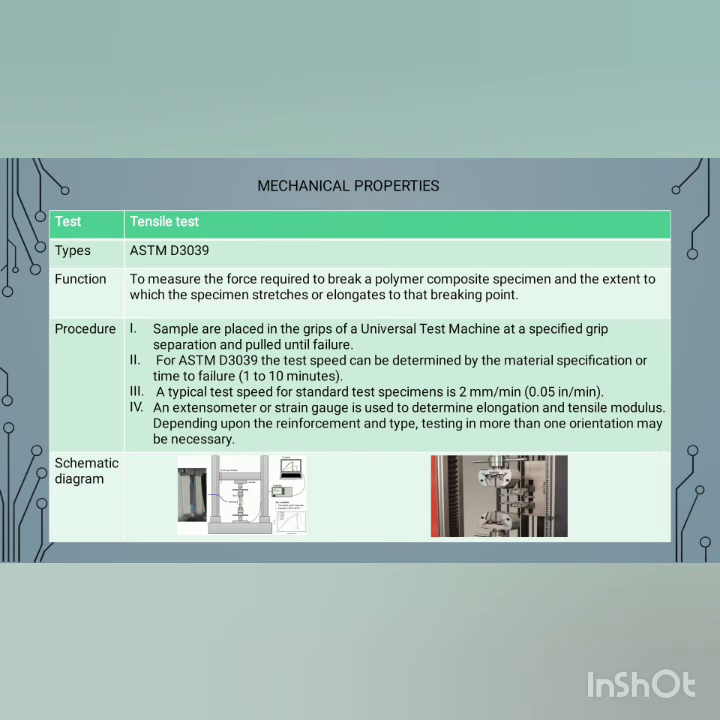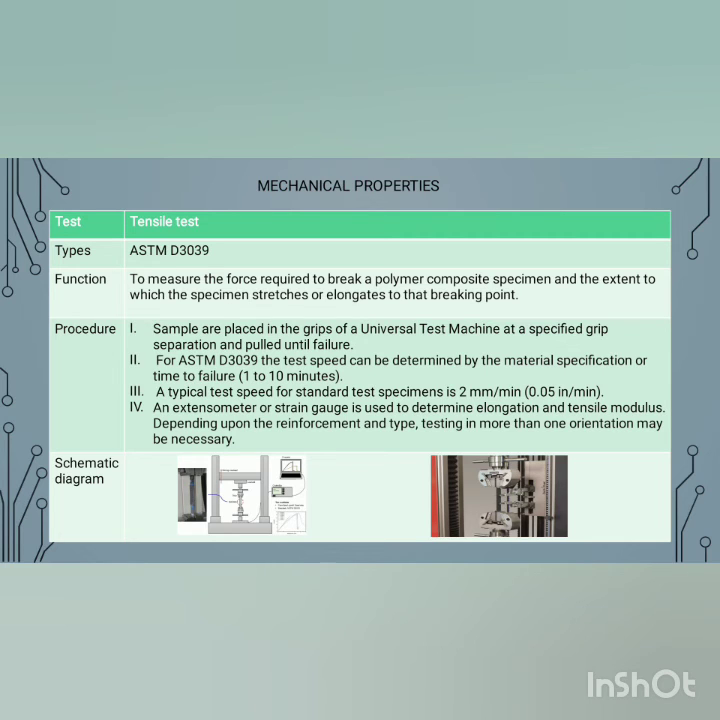A tensile test was used to measure the mechanical properties of the sample. The type of tensile test used is ASTM D3039, which measures the force required to break the polymer composite specimen and the extent to which the specimen stretches or elongates to that breaking point. Samples are placed in the grips of a universal test machine at a specified grip separation and pulled until failure.